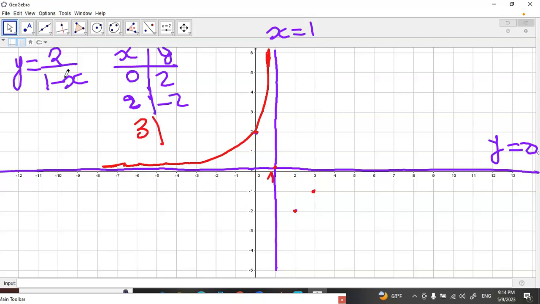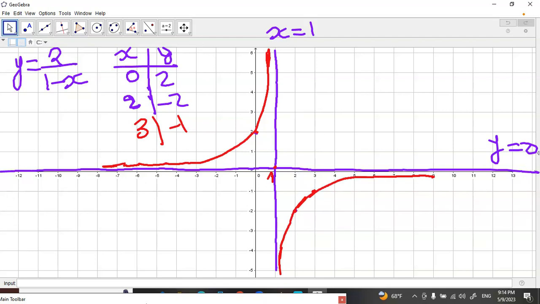If you take 3, it's going to be 2 over 1 minus 2, over minus, it's minus 1. So I have, look, 2 points. So then the second part of my function is here, and then this is my function. So this graph represents the function y is equal to 2 over 1 minus x.